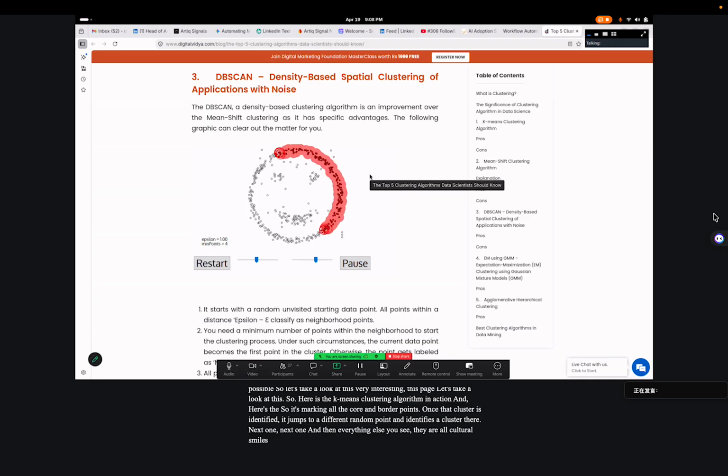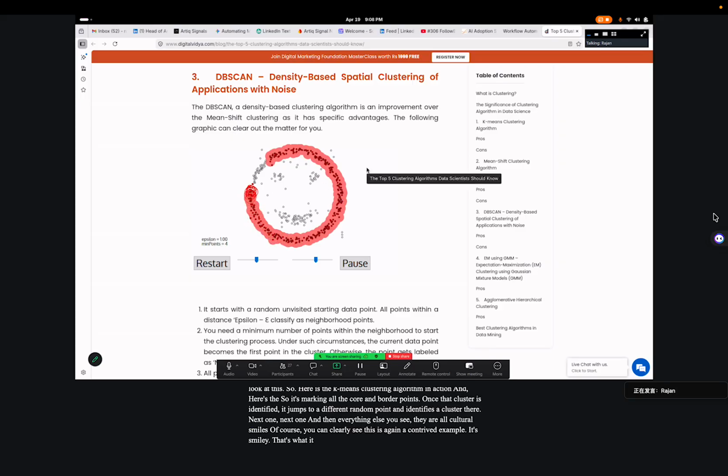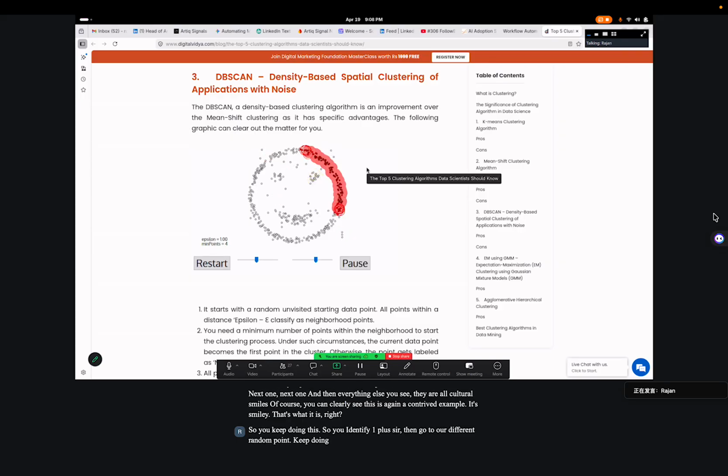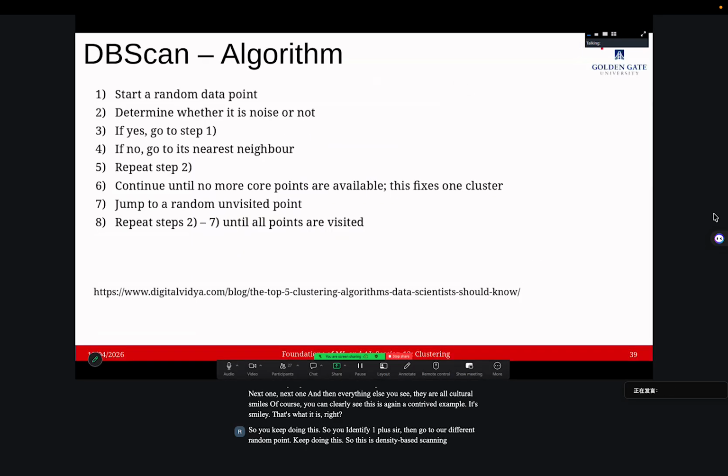Of course, you can clearly see this is again a contrived example. It's a smiley. So you keep doing this. You identify one cluster, then go to a different random point, keep doing this. So this is how density-based scanning works.